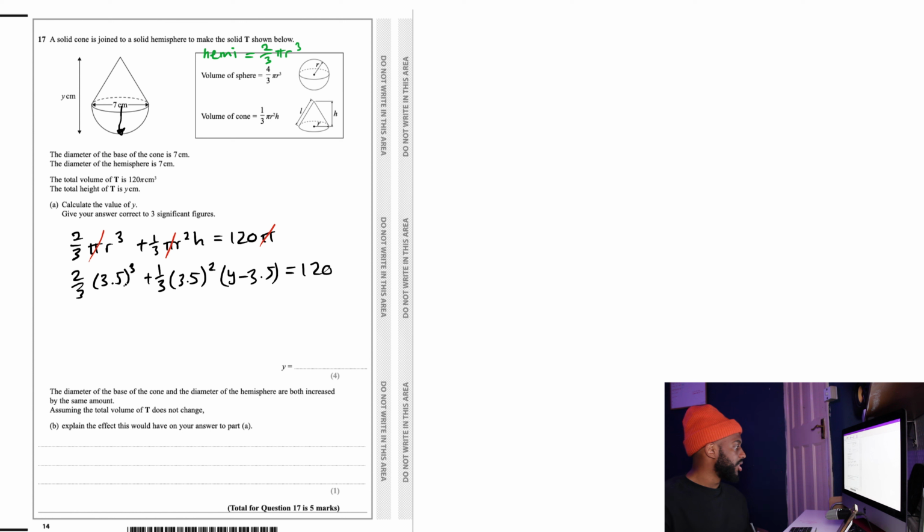So at this stage, we're just going to simplify a bit. So once we start to simplify, we're going to get 343/12 plus 49/12, and we're still going to have y minus 3.5 equaling 120.